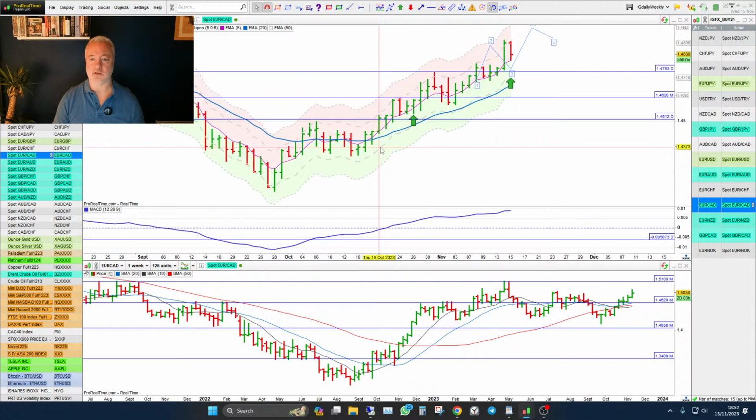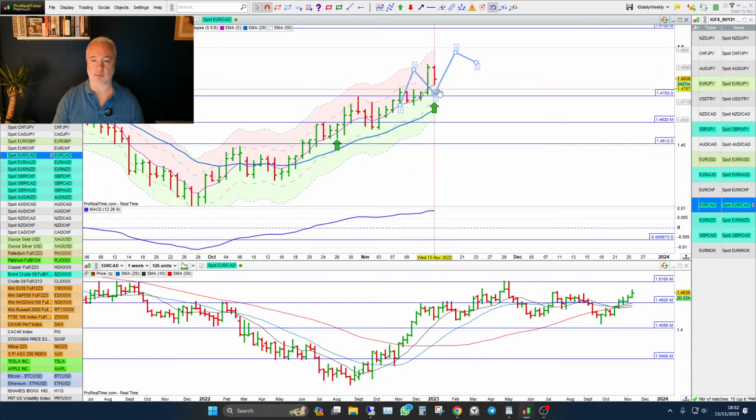Euro CAD, this is pretty much going according to plan. We've got a pullback here. So I'm going to remove this, but I think, yes, there could be, if there's another down day into this little area, I'll just leave it there for now. But I think there's a pullback here. There could be a possible setup that occurs over here tomorrow. So that could be the case.